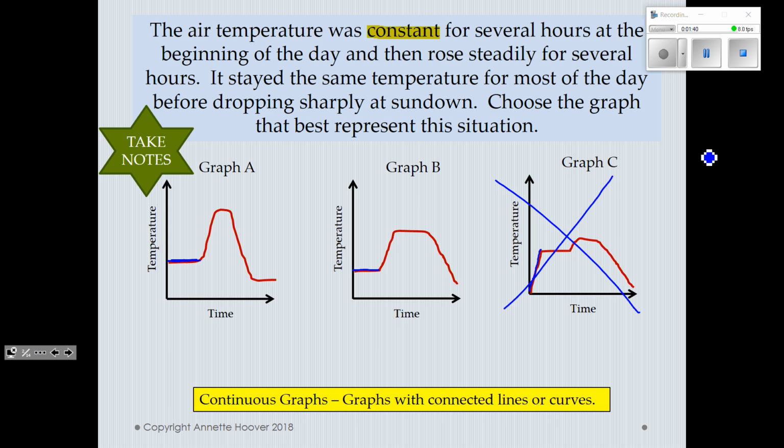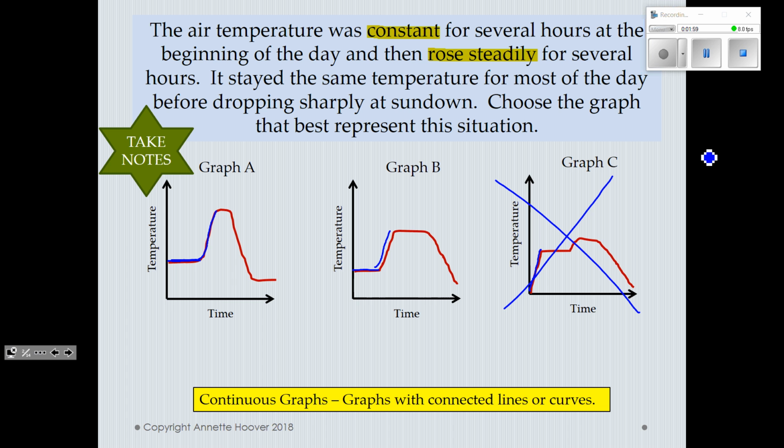And then it rose steadily for several hours. In both graph A and B, if you look down here, you will see that there is a steep increase, which shows that the temperature is rising. And both of them have a pretty steep incline, which could represent rising steadily.